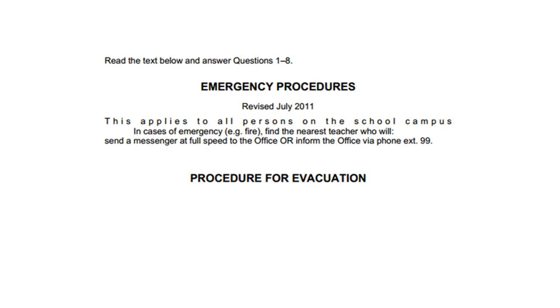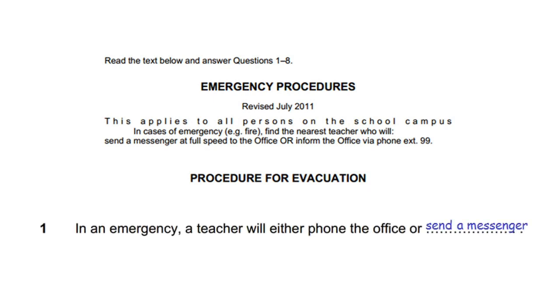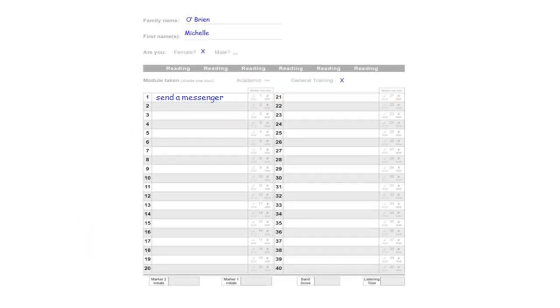If you read it, it says, Emergency Procedures revised July 2011. This applies to all persons on the school campus. In cases of emergency, for example fire, find the nearest teacher who will send a messenger at full speed to the office or inform the office via phone extension 99. Therefore, we can see that the missing words are send a messenger. On your answer sheet, write the words send a messenger for the first answer.